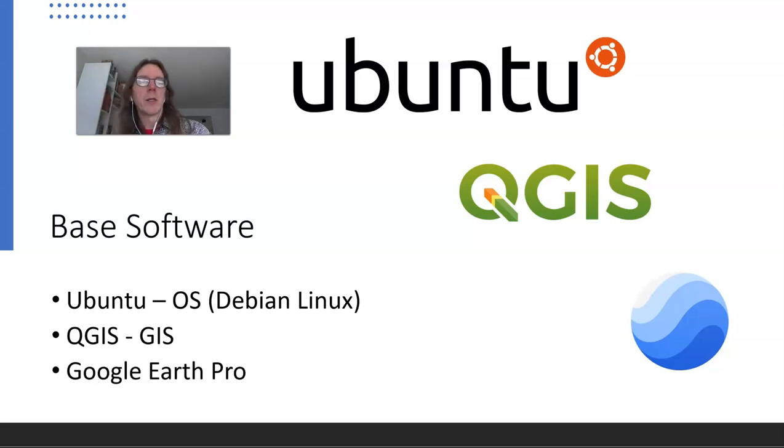Based on its relative ease of installation, consistent user experience, and widespread community support, the Linux operating system chosen was Ubuntu. Additionally, QGIS, an open source GIS, and Google Earth Pro were both installed to facilitate result reviews and any future analysis that might be needed.